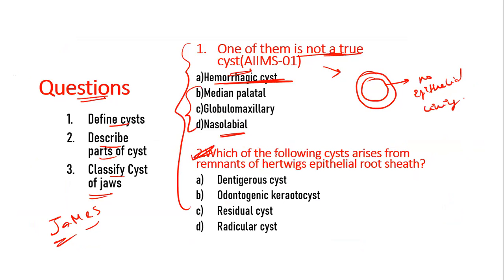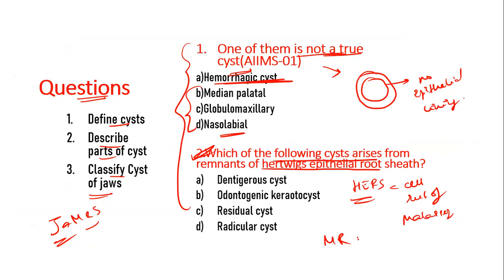The second MCQ asks, which of the following cysts arises from the remnants of Hertwig's epithelial root sheath? So Hertwig's epithelial root sheath is nothing but the cell rests of Malassez, right? And we have remembered the mnemonic MRP. So it is residual cyst and periapical cyst. Here you have the residual cyst as well as the periapical cyst. It is also called the radicular cyst. Okay, so don't be confused.